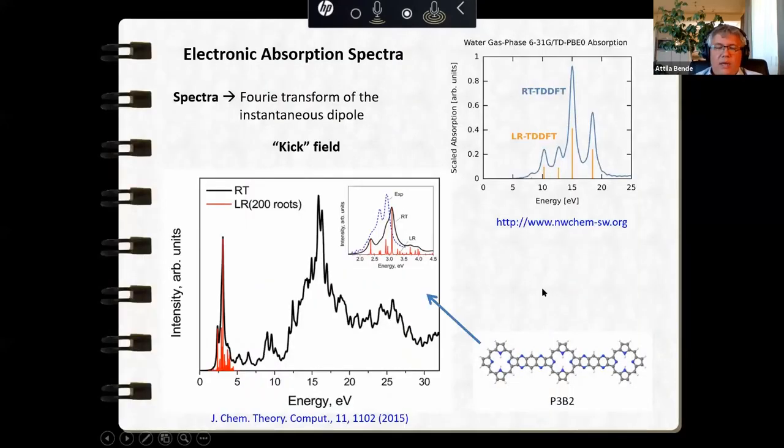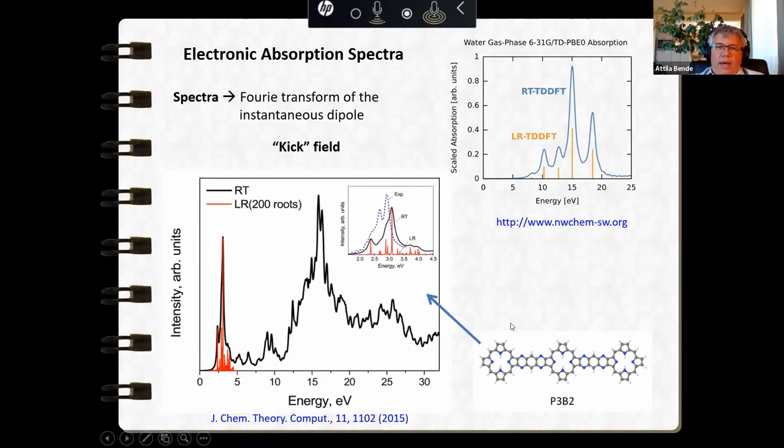So now let's see the applications. The simplest case is the electronic absorption spectra, or the UV spectra. The group of Niri Govind showed that for classical linear response, the first 200 roots are in a very narrow regime of the spectra. So in order to compute a larger energy domain of the electronic absorption spectra, the linear response theory is not usable anymore. The real-time version was able to compute a much larger UV spectra for this P3B2 molecule.